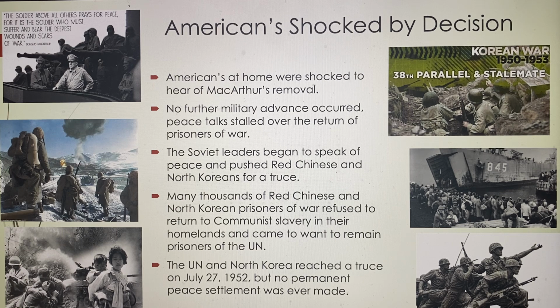So many thousands of Red Chinese and North Korean prisoners of war refused to return to communist slavery in their homelands and wanted to remain prisoners of the United Nations. I just smile at that. What does that mean? Is that we had a lot of prisoners, Red Chinese prisoners, and we had North Korean prisoners.